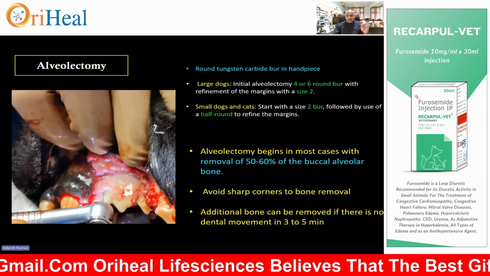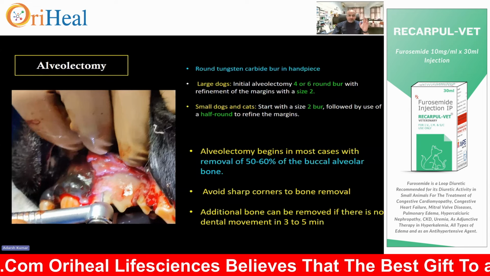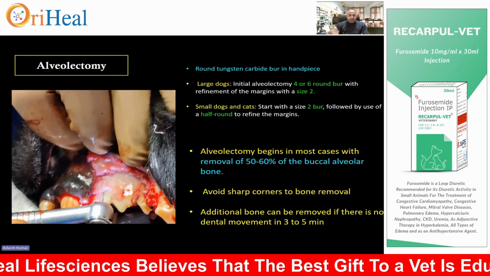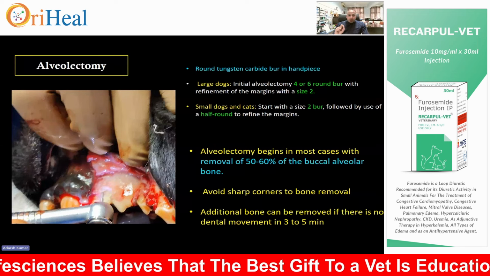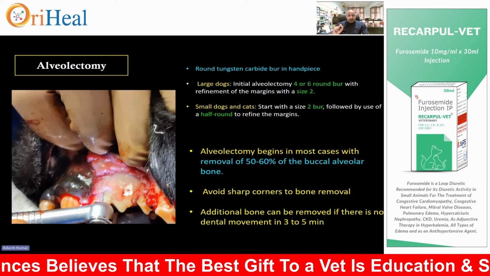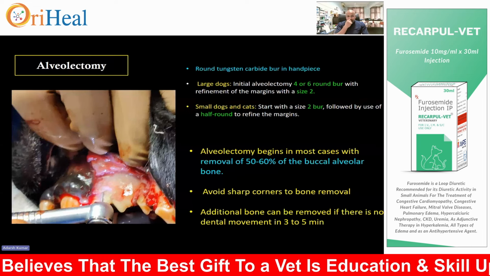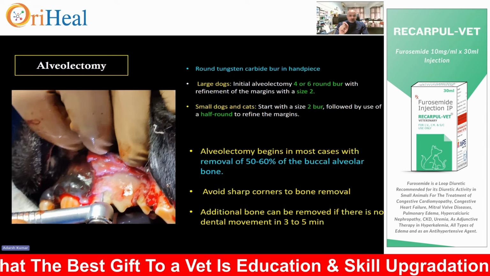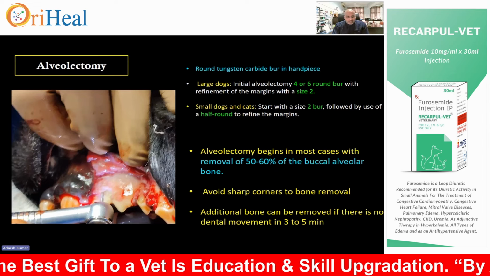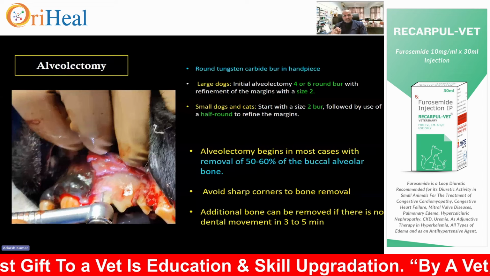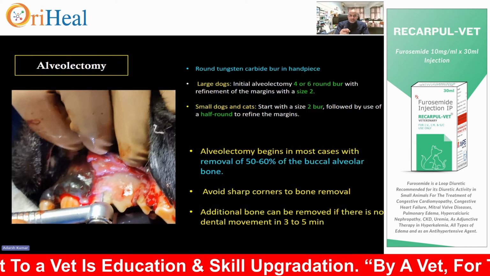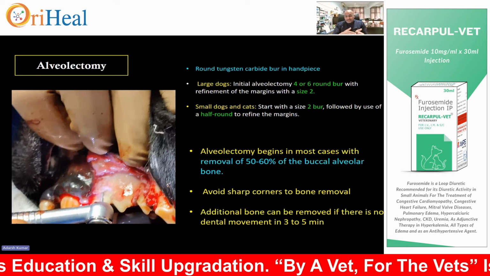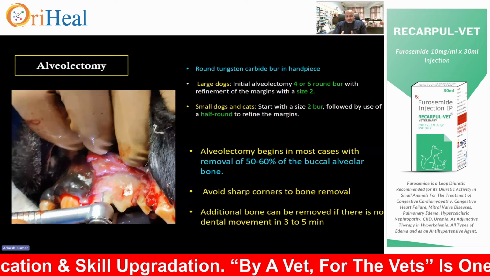Okay. You have to avoid sharp corners in bone removal. If you are cutting the alveola and within 3 to 5 minutes you don't find any movement, any loosening of the tooth, cut more alveola. If you start finding the tooth is loosening, or the alveola is freeing the tooth, then you stop and you can use the luxation then.